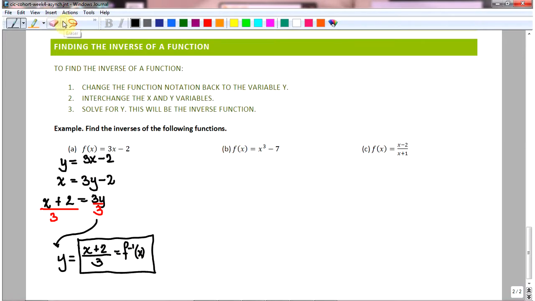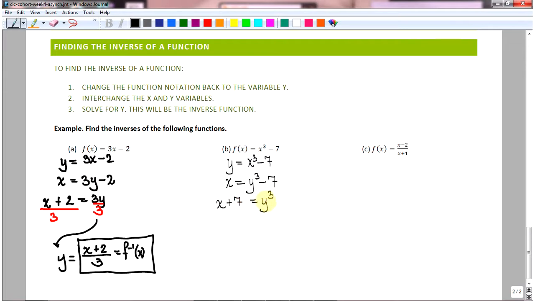First step, we need to write a y instead of the f of x. Our next step, we need to interchange the x and the y. And then our last step, we need to get the y by itself. So I need to add 7 to both sides. So x plus 7 equals y cubed.